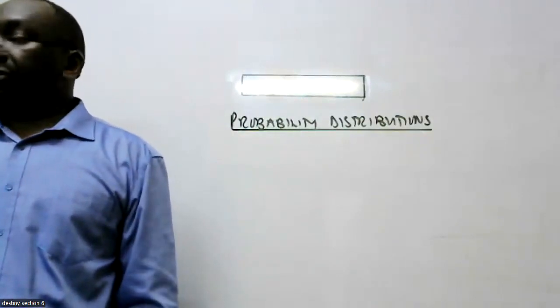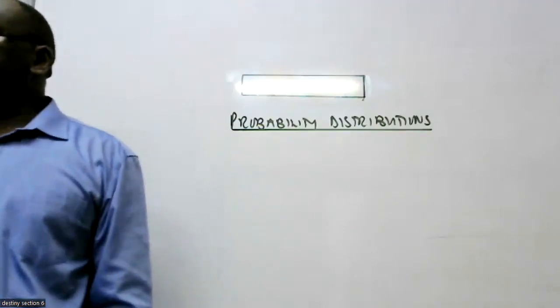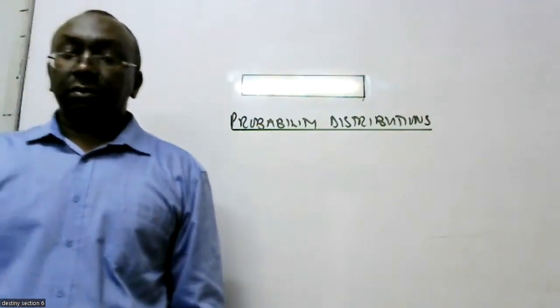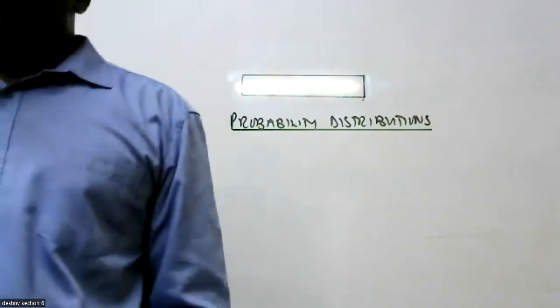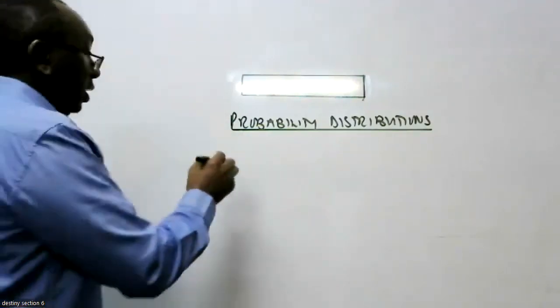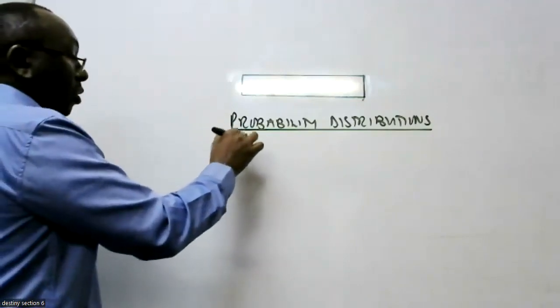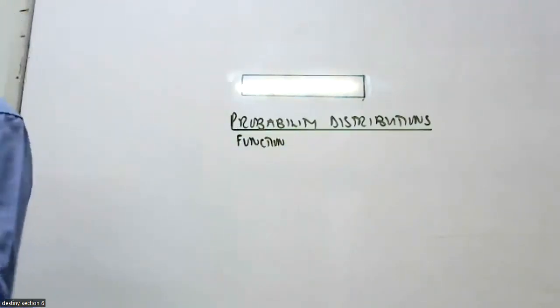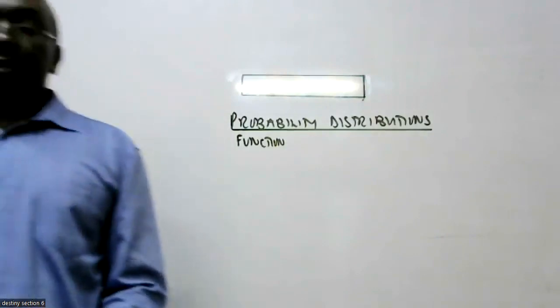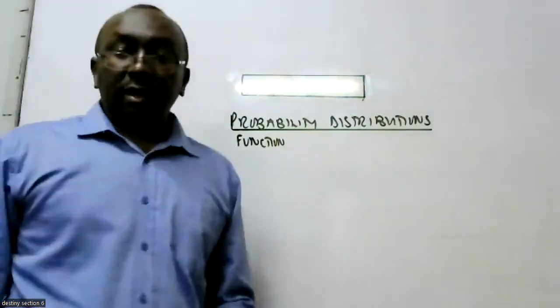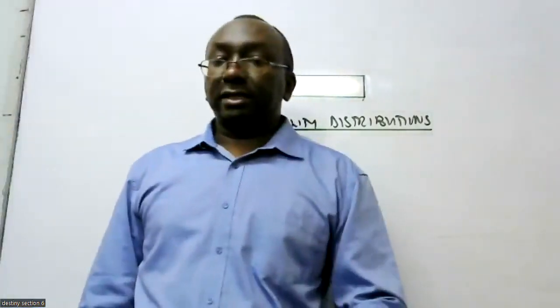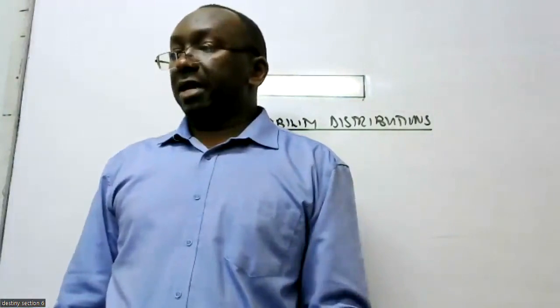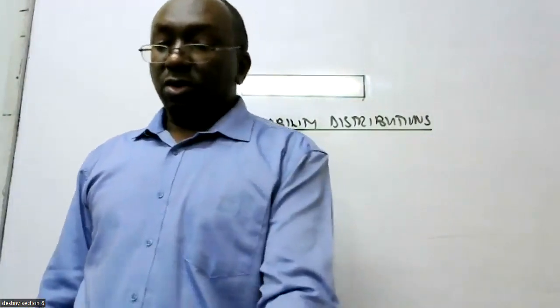Right, a probability distribution is a table or a function that is used to compute probabilities of experiments.